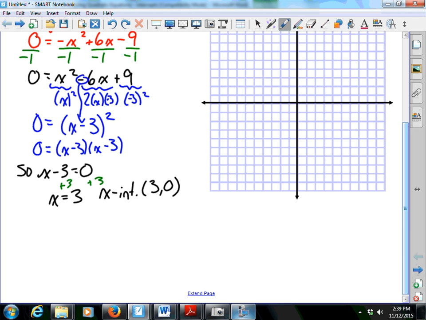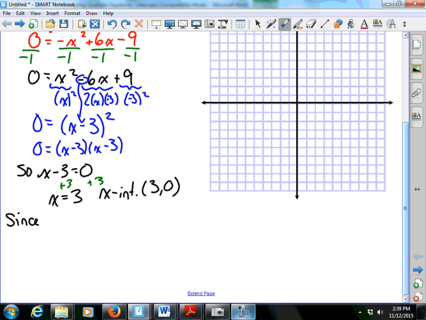Now, let's think about this for a second. If I only have one x-intercept, remember, a parabola is a symmetrical U-shaped curve. Every point has a mirror image point except for the vertex. Well, I should have two x-intercepts or no x-intercepts, right? If I have two x-intercepts, then I know that I can find the middle. But if I only have one x-intercept, that means I must have the vertex.